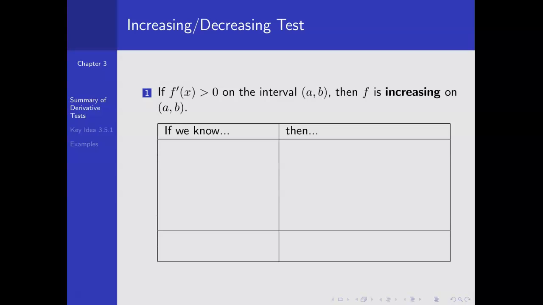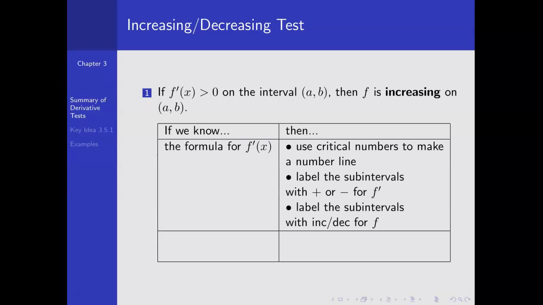So the increasing-decreasing test says that if f prime is positive on an interval, then f is increasing on the interval. We've looked at this in different ways, of course. So if we know the formula for f prime, then we're going to use critical numbers. Remember, that's where the derivative is 0 or does not exist. We're going to use those to label the number line. We're going to break it up into subintervals, and then we're going to check in each of the subintervals to see whether the derivative f prime is positive or negative.